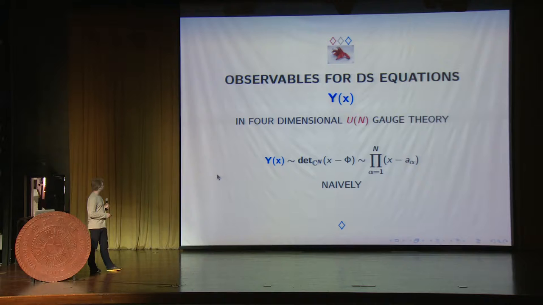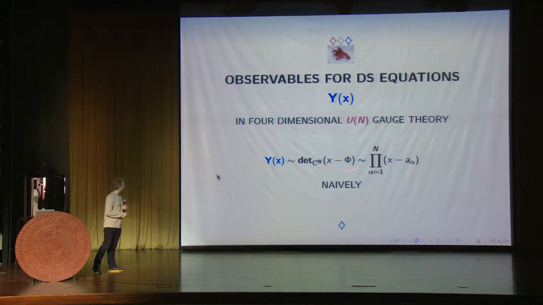So we'll start with the choice of observables for this generalization of Dyson-Schwinger equations. So in four-dimensional N=2 gauge theory, there is a scalar phi in the vector multiplet. So it's a complex field in the adjoint representation. And the naive observable, which is analogous to the resolvent in the matrix model case, would be the characteristic polynomial, the product of x minus the eigenvalues of this matrix phi, where x is, again, an auxiliary variable. So this is a naive definition.